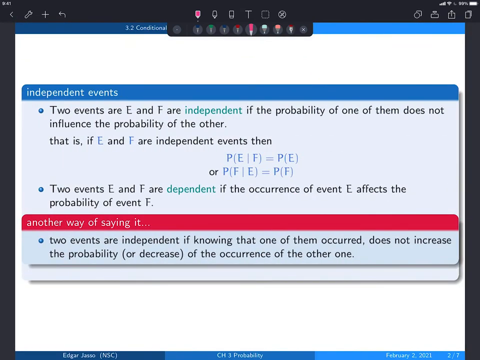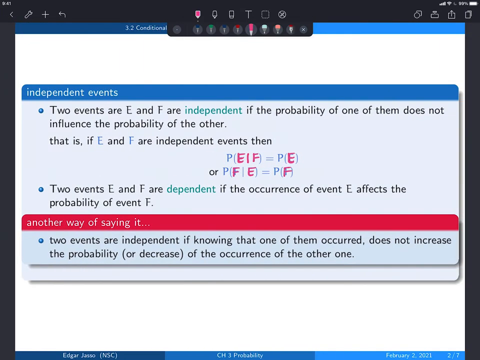So the notation I've been using is E given F, right? So that's the conditional probability. Now, we define two events to be independent if knowing that one happened doesn't change the probability of the other one. And that is, the probability of E given F would be the same as the probability of E. So knowing that F happened didn't change the probability of E. Or the probability of F given E is the same as the probability of F. So knowing that E happened wouldn't have changed the probability of F.